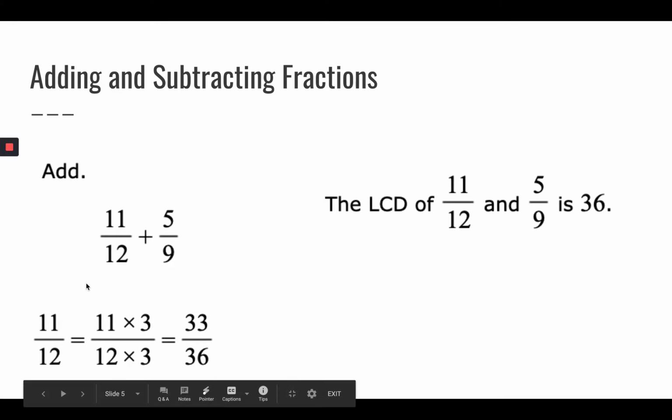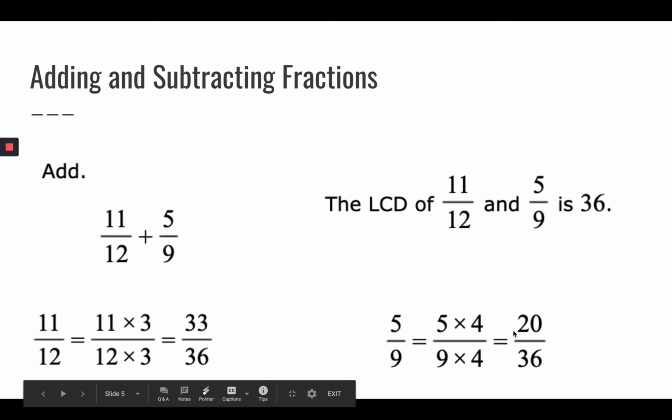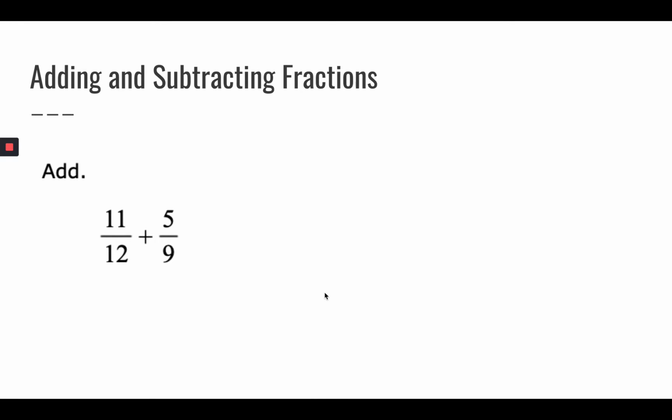So you have to change this 11/12 into something over 36. You do that by multiplying the 12 by 3. Whatever you do to the bottom, you have to do to the top. So 11/12 becomes 33 over 36. As far as the 5/9, 9 times 4 is 36. Whatever you do to the bottom, you've got to do to the top. 4 times 5 is 20. So in this particular problem, you end up with 33 over 36 plus 20 over 36.